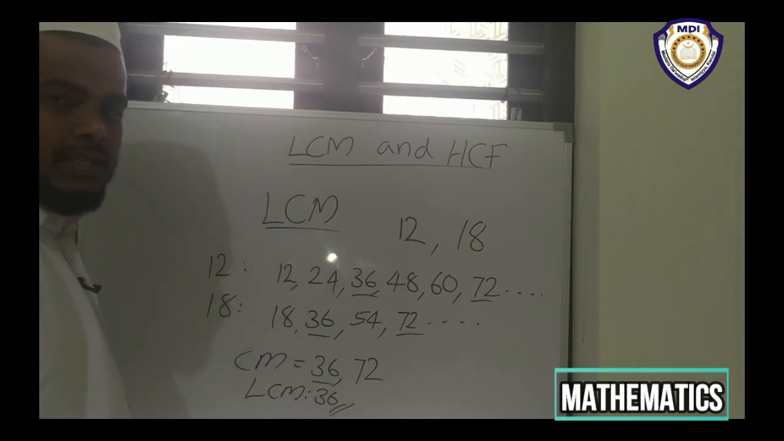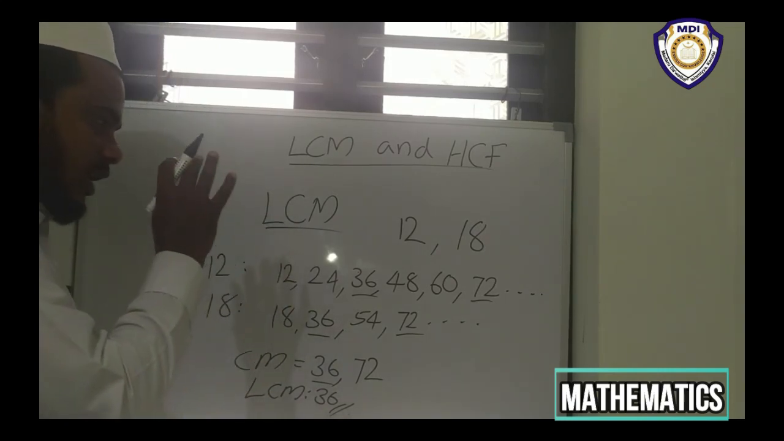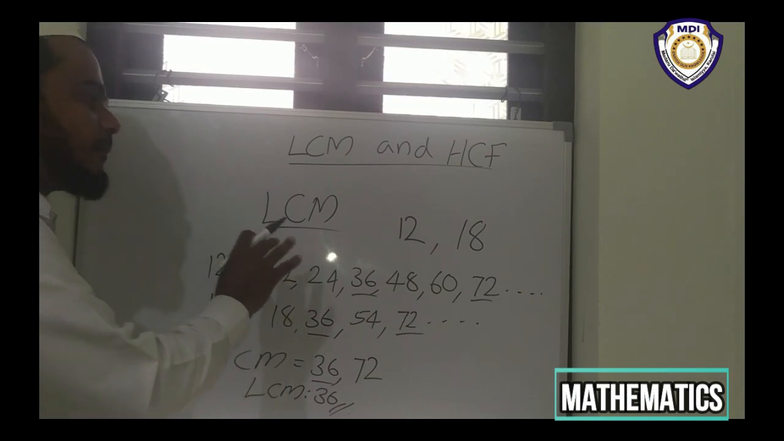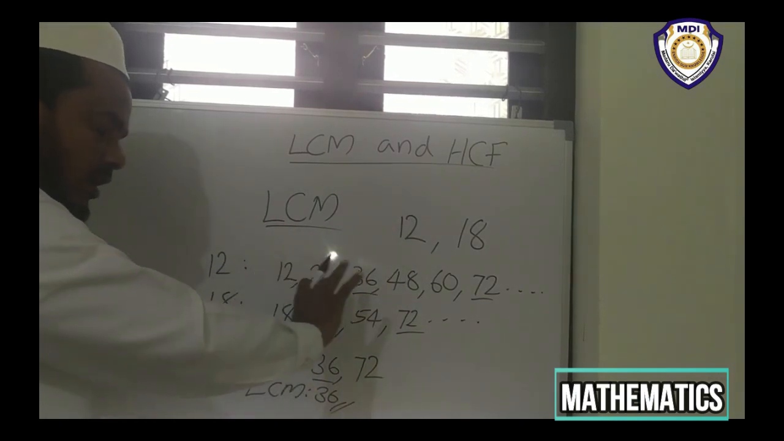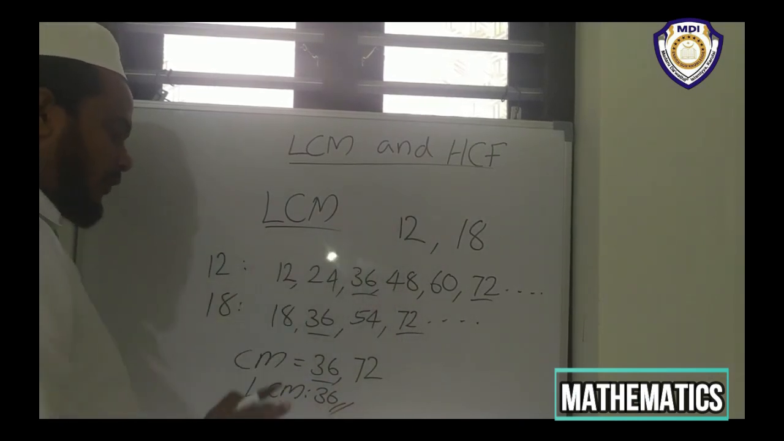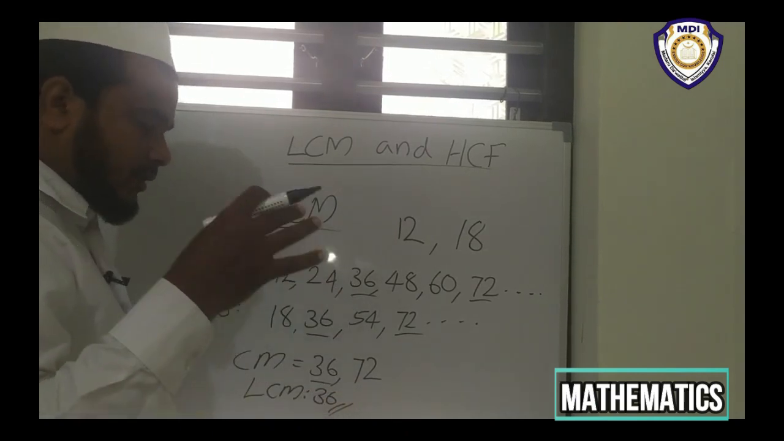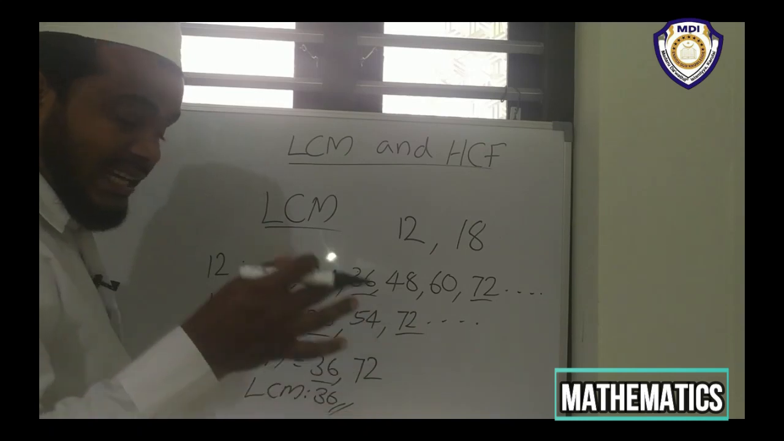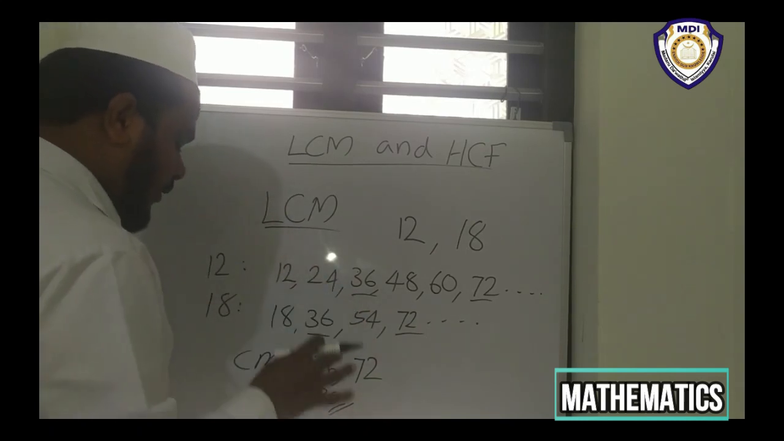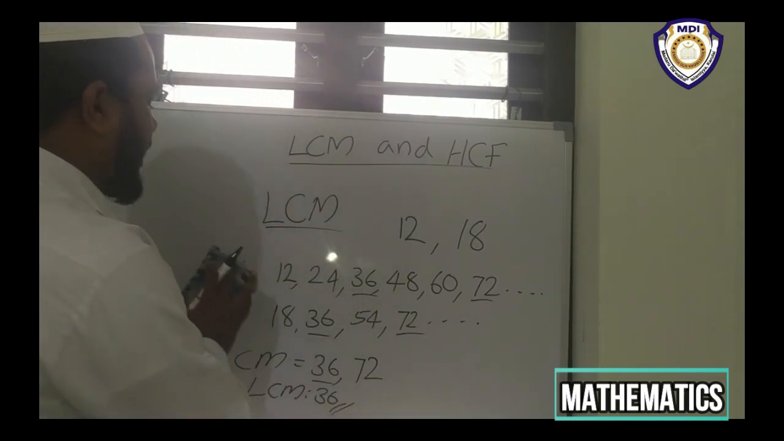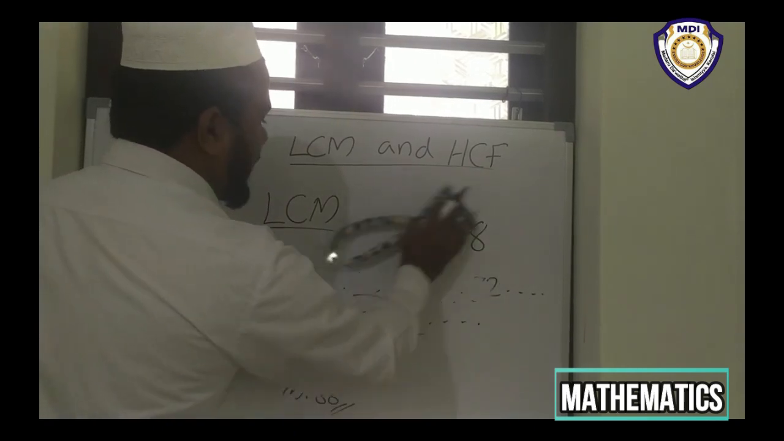Simple question. Do you understand? There are two steps to find out the LCM. First, we have to find out the multiples of the two numbers, and next we have to collect the common multiples and the least common multiple.